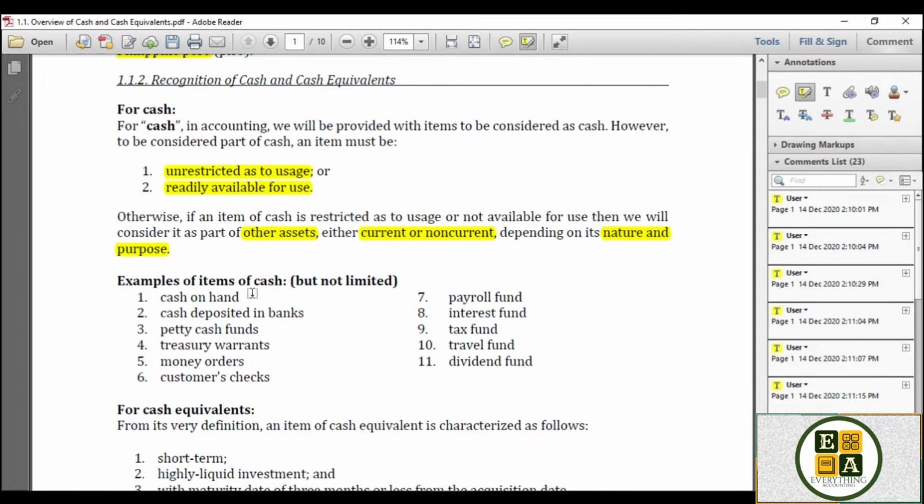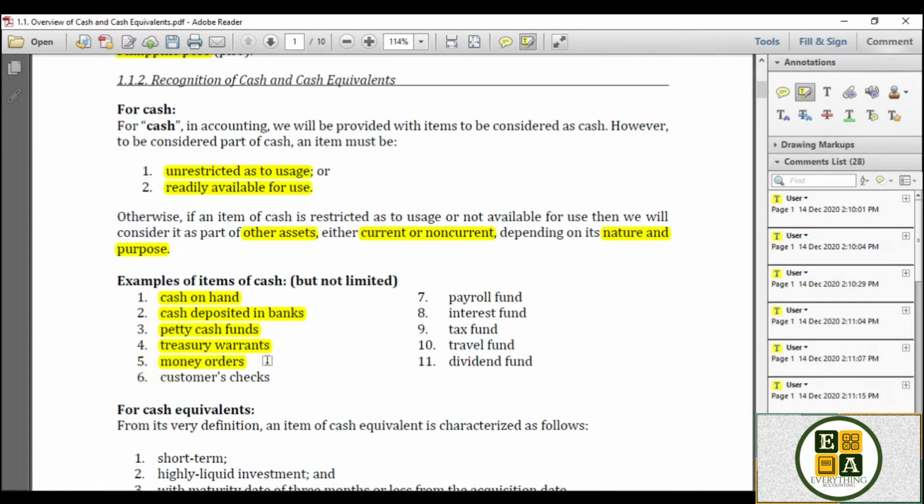So, examples of items of cash, we have specifically yung cash on hand, yung pera talaga na meron yung company, cash deposited in banks, either savings, demands, or checkings. Then we have petty cash fund. Pag sinabing petty cash fund, this is a small fund na it's set aside for small expenses. Okay? Later, we're going to discuss it or in a separate discussion for petty cash fund. Then we also have treasury warrants. Okay? Treasury warrants, anong ibig sabihin ng treasury warrants? Treasury warrants are actually more applicable sa government disbursement. Okay? Then we have money orders.